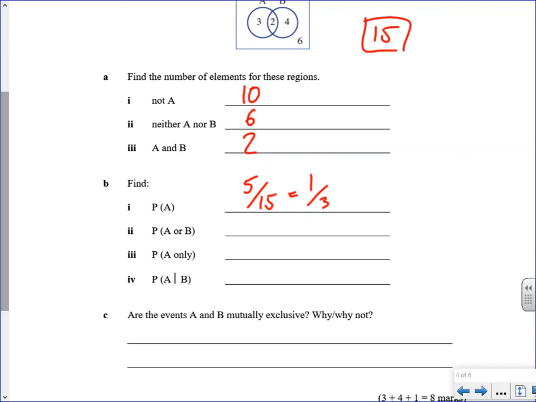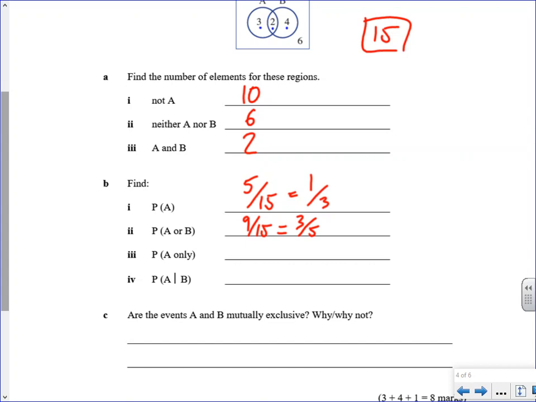Next, we're looking for A or B. Basically, that means there could be A only, so it could be these people. It could be B only, so it could be these people, or it could be the people that are in the middle. So if we add them up, 3 plus 2 is 5, plus 4 is 9, we get 9 over 15. Just remember the difference between and and or. And is when you're thinking about the both. Or is when you're thinking about how many people are in this only, that only, or both. You've got to count that.